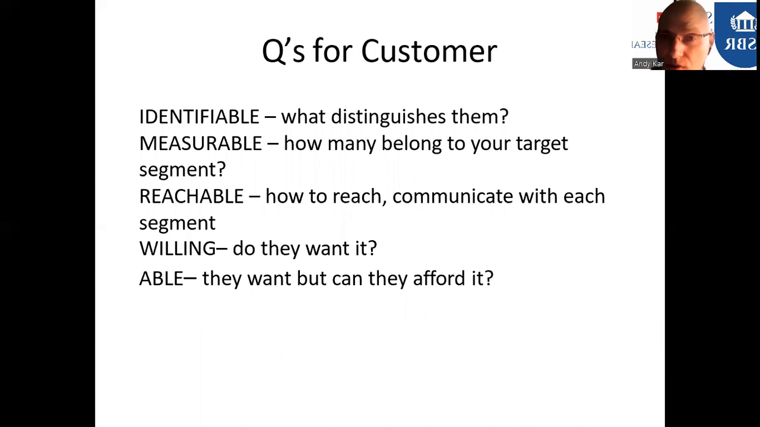Questions for the customer? Identifiable: what distinguishes them? How can we identify our customers and what distinguishes the different segments? Measurable: how many belong to your target segment? We need to measure that. Reachable: how to reach and communicate with each segment. Willing: do they want it? Able: can they afford it? So these are critical questions. We need to be able to measure how many belong to our market segment, which is very important because each market has a ceiling.